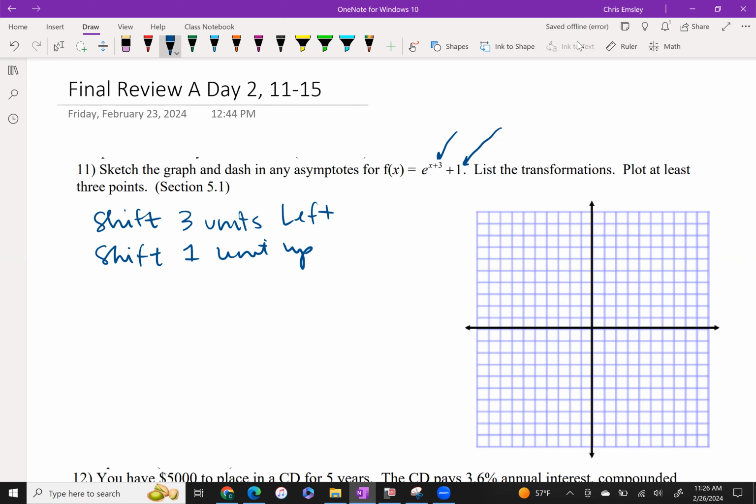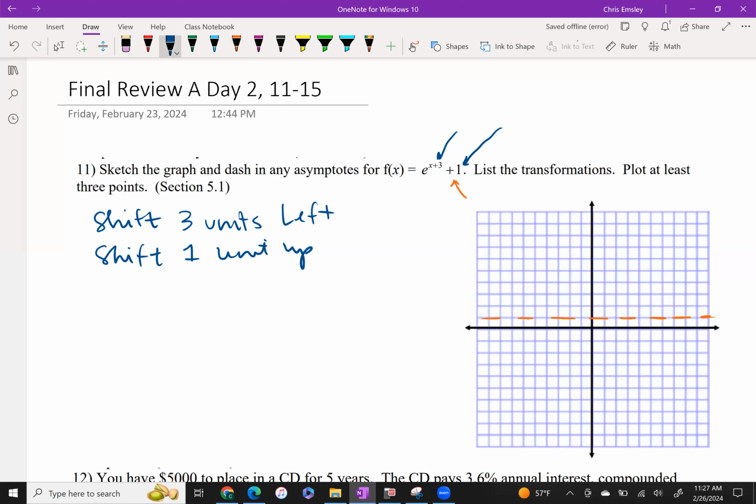Okay, the thing we need to remember about exponential functions is that they have a horizontal asymptote. If it was just a parent function, that horizontal asymptote would be at y equals 0. But this +1 is going to take our whole function and move it up by 1, including our asymptote. So we are going to have a horizontal asymptote right there at y equals 1.